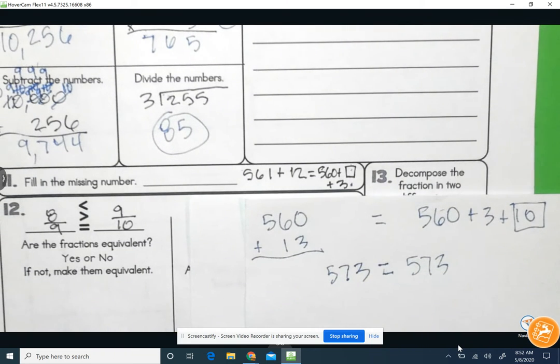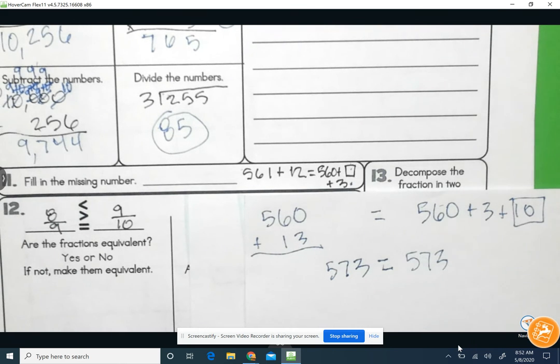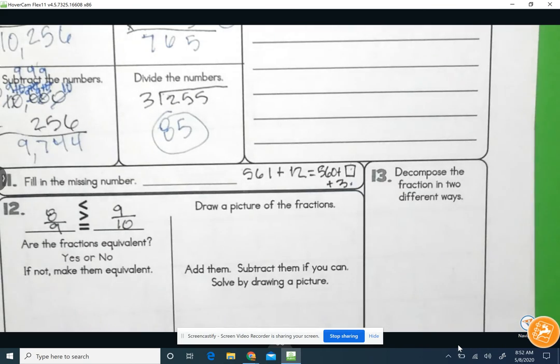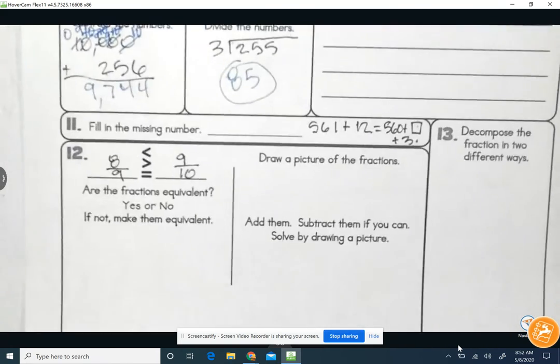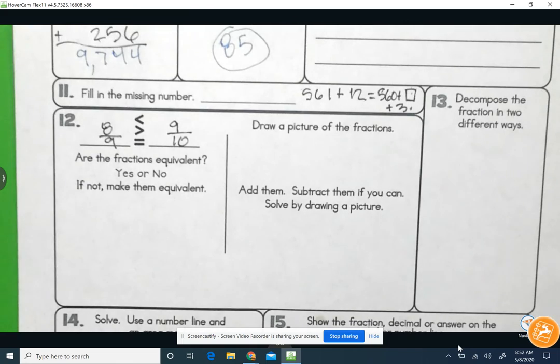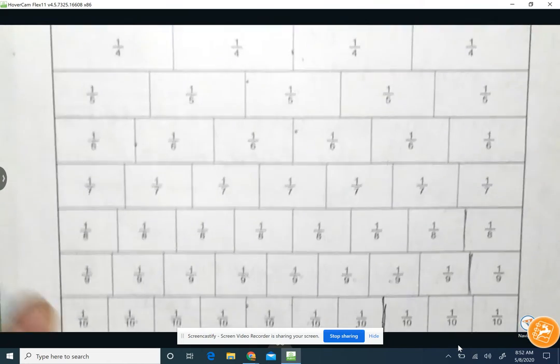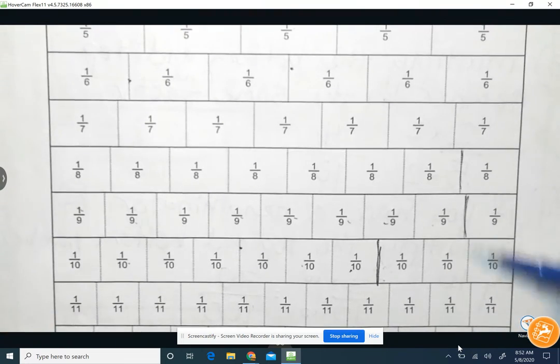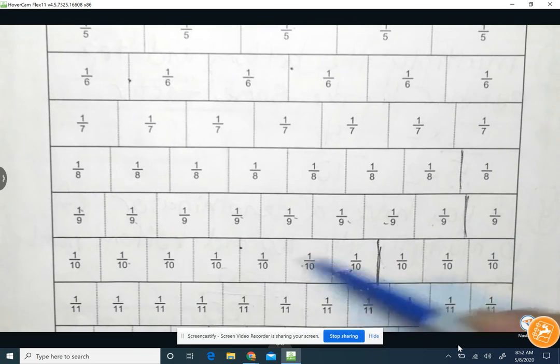All right, number 12, 8/9 and 9/10. So very similar to set 18, where we are able to use our division strips. By using our division strips, we're going to find 8/9 and we're going to find 9/10. If I'm looking here, we're dealing with 9ths and 10ths. So this area here, okay?